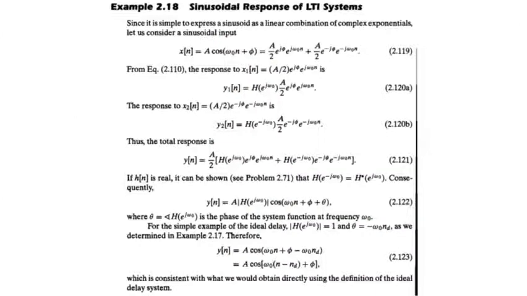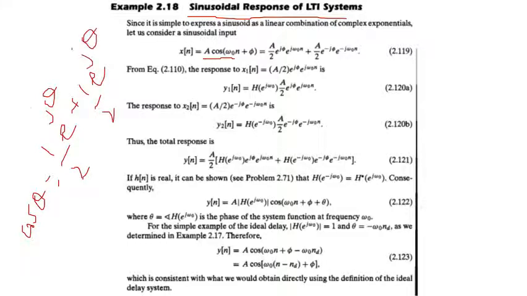So here is an example of a system with two frequencies. Okay, so here we are going to find out the sinusoidal response of an LTI system. So this is the signal x of n equal to A cos of omega naught n plus phi. So what we are going to do, we are going to expand this and represent it in the form of Euler. We know the formula for cos theta, we can expand this in Euler form as 1 by 2 e raised power j theta plus 1 by 2 e raised power minus j theta. This is the formula.